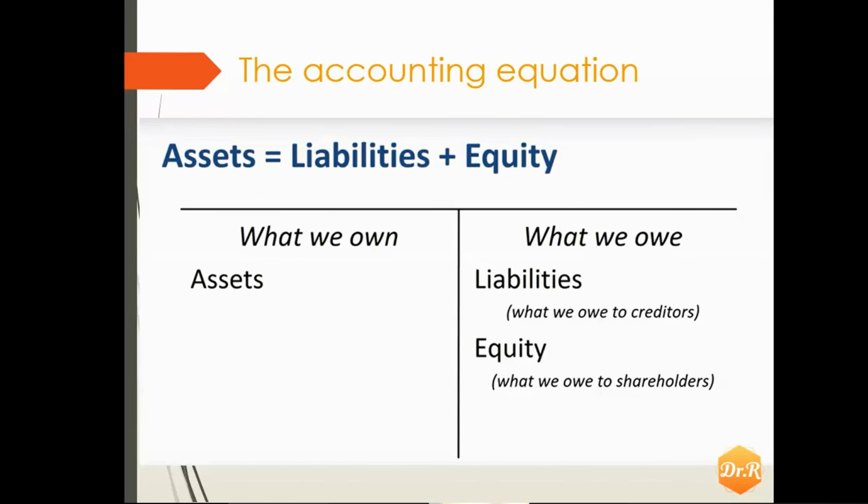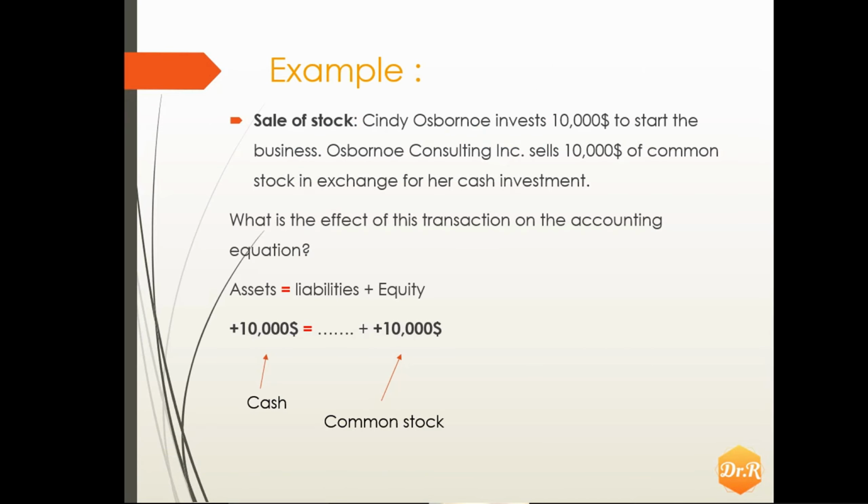So let's go to what we call the accounting equation. It is again the same as what we have been learning: assets equal liabilities plus owner's equity. Assets are what the company owns. Liabilities are what we owe to others. Equity is what we owe to the shareholders or owner.